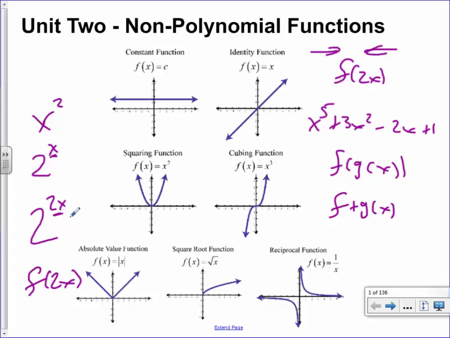What if it was like a half? A 1/2 would pull it out then. Okay, so the same rules apply. The same rules apply. So a lot of the same things we've been doing, we'll keep doing, except now we're going to introduce some strange new graphs to them.